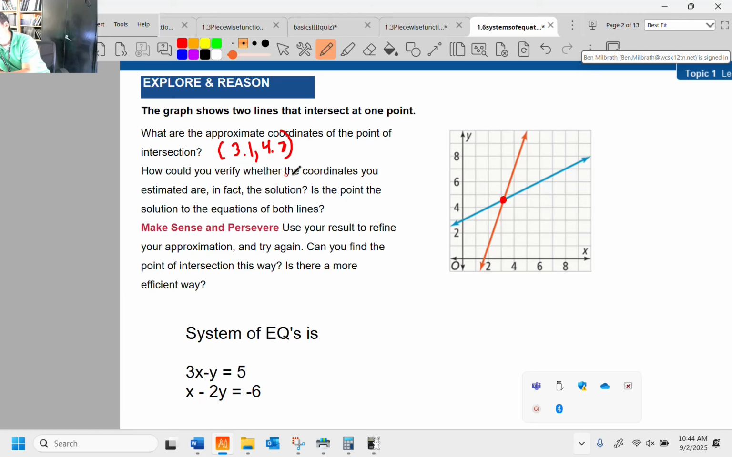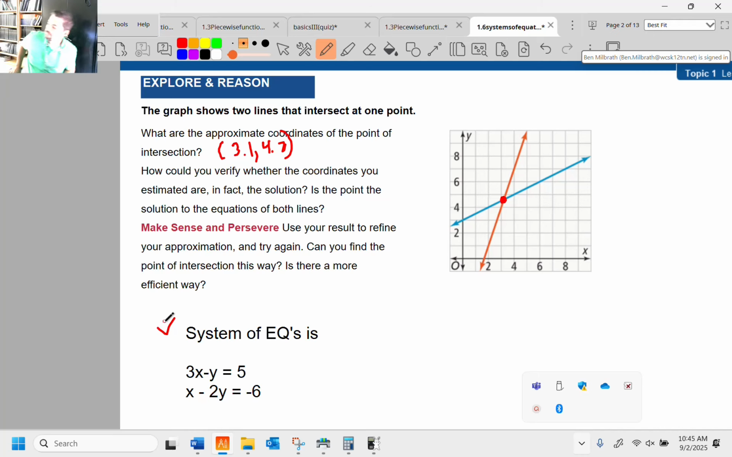Now, how could you verify whether the coordinates you estimate are in fact the solution? Is the point of the solution the equations of both lines? I guess you could do things like plug numbers in, but you're going to have equations, and that's what they want you to do. They want you to write some equations, and I've already done that for you.